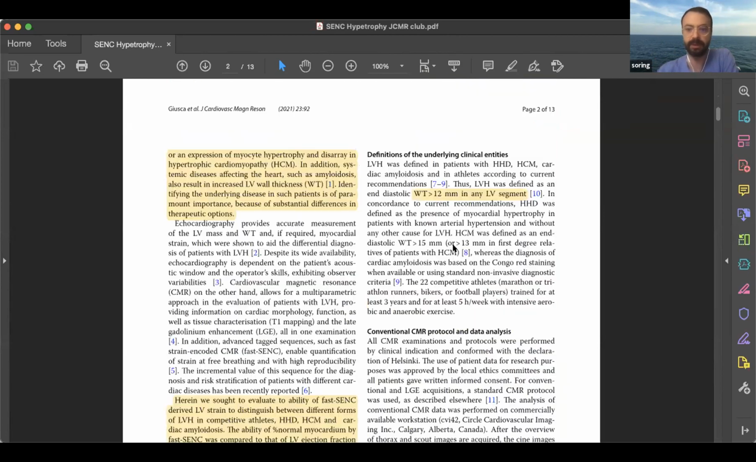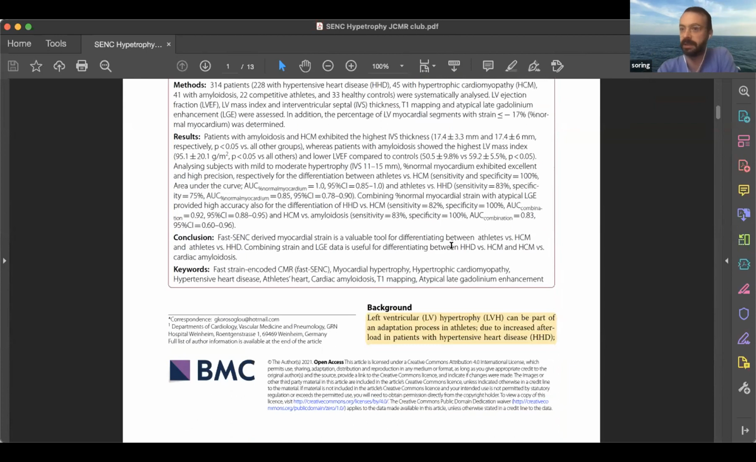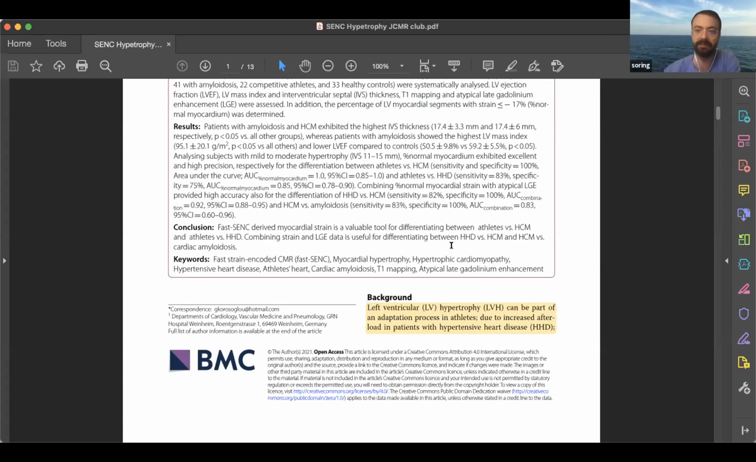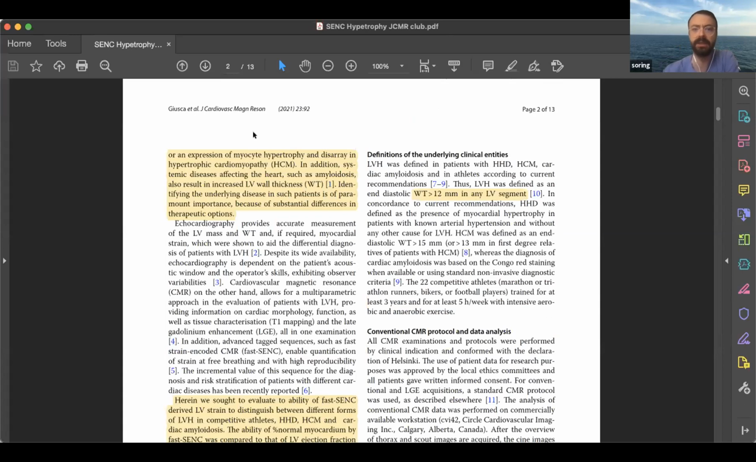So, left ventricular hypertrophy, we start with the beginning. Left ventricular hypertrophy is a relatively common, non-invasive finding in cardiology practice. And it can be seen as an adaptive process in athletes. It can be seen as a result of increased afterload in patients with hypertensive heart disease. It can be an expression of myocyte hypertrophy and disarray in patients with hypertrophic cardiomyopathy.